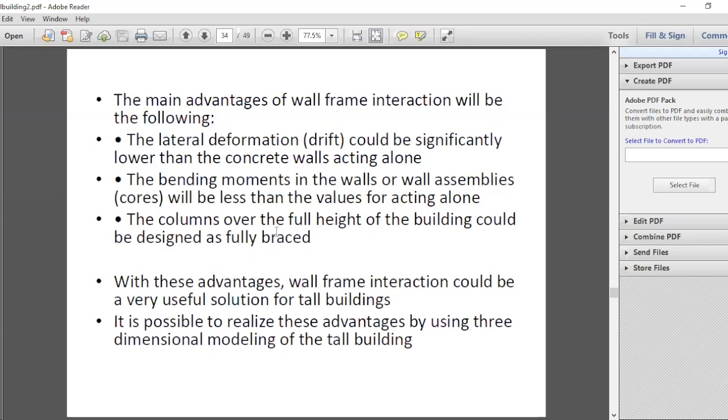The top floor frame in a 40-story building is subjected to a significant load transferred by the wall onto the frame. So because of that reason, you will need a column of at least 600 by 600 at the top of the building. So you cannot have very small columns at the top floor of a 40-story building due to this wall frame interaction. Can you understand that?